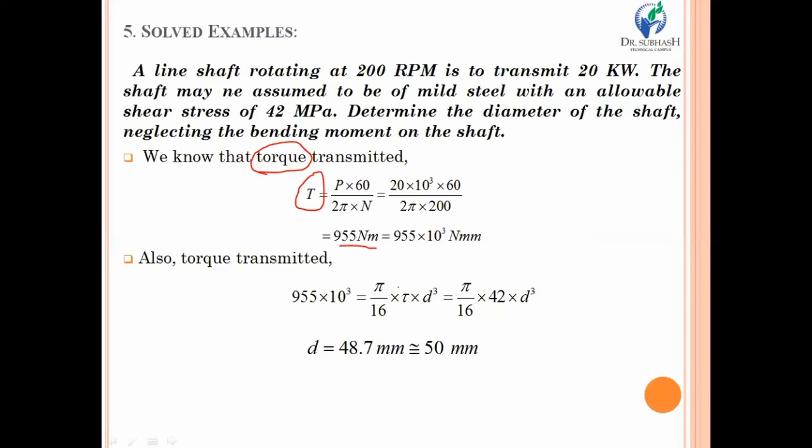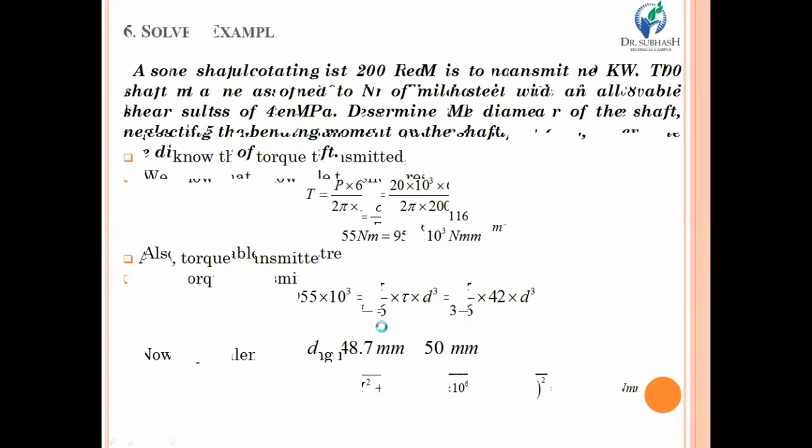Once you have calculated the torque, put that value of torque equal to pi by 16 tau into d cube equation, and solving it, you will have the diameter like 48.7 mm, or nearby, it becomes 50 mm. So this is example number 1 in which we have calculated the diameter of the shaft.